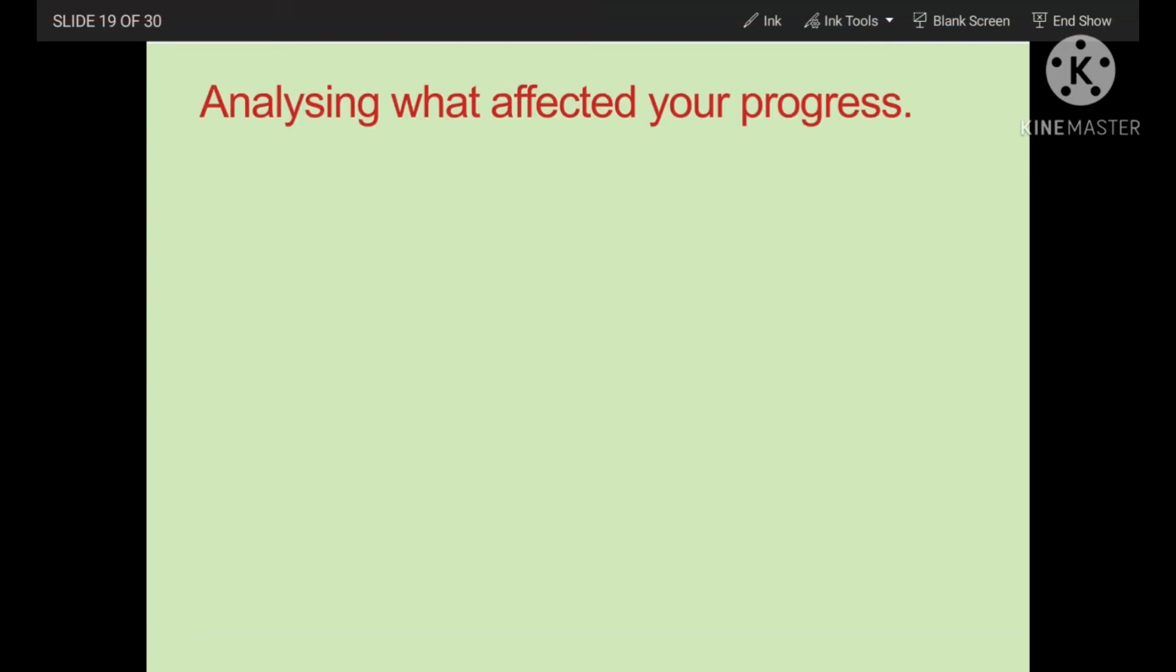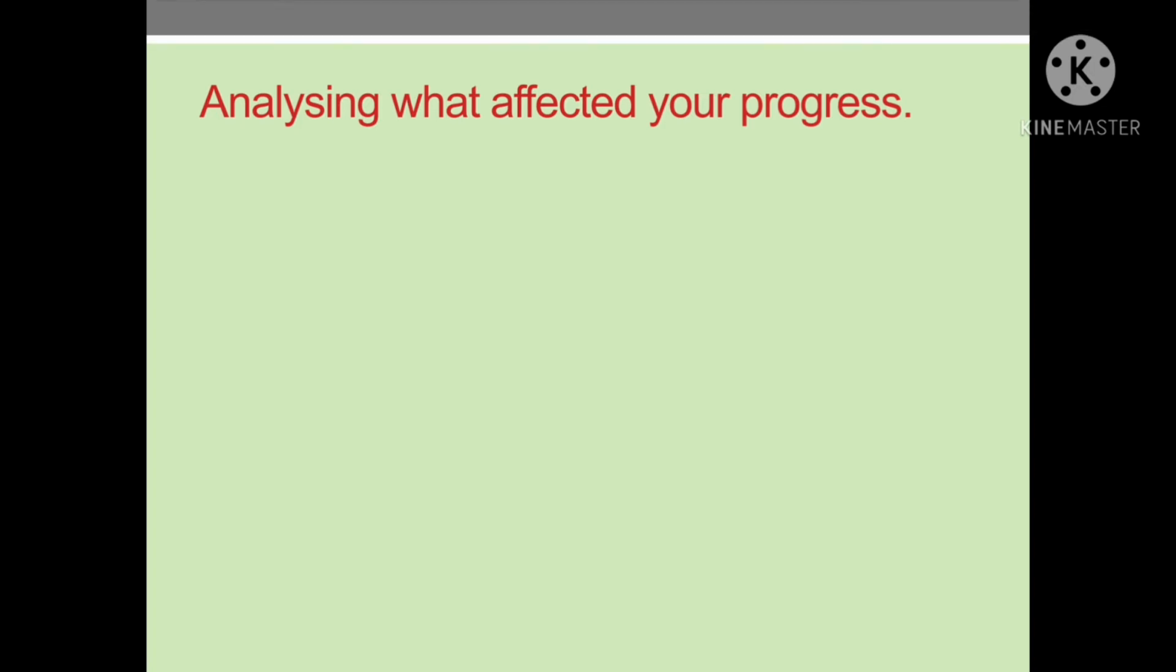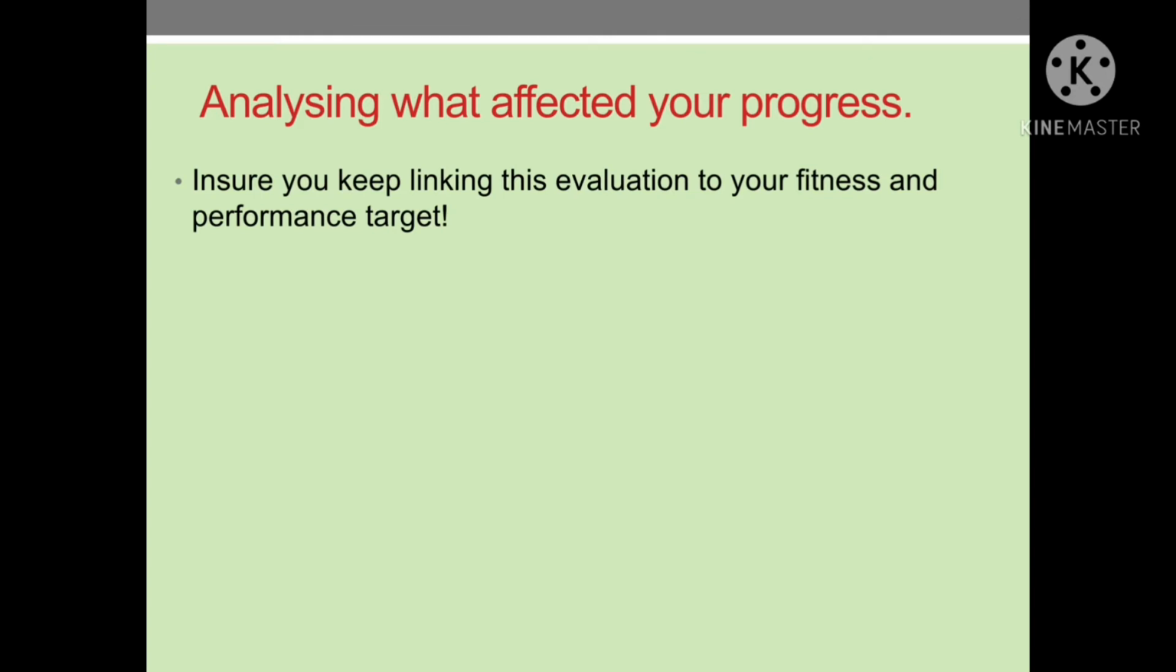What you're going to look at is you're going to analyse what affected your progress and what did you do during your programme that made you progress, or what could you have done better to increase that progress. Because remember, it's all right not to achieve your SMART target as long as you justify it. So ensure you keep linking this evaluation to your fitness and performance target. Keep mentioning all about your targets, both fitness and your sporting performance.